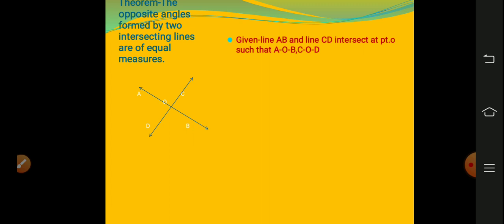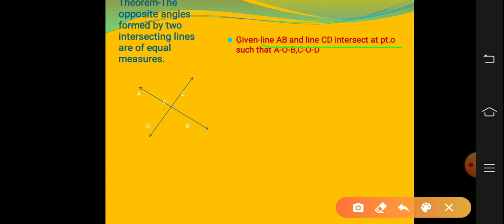Then we label it, and then with the help of the diagram we write the given things. It means that we describe our diagram in the given statement. See here, we draw line AB and line CD which intersect at point O. So our given is: line AB and line CD intersect at point O such that A-O-B and C-O-D.